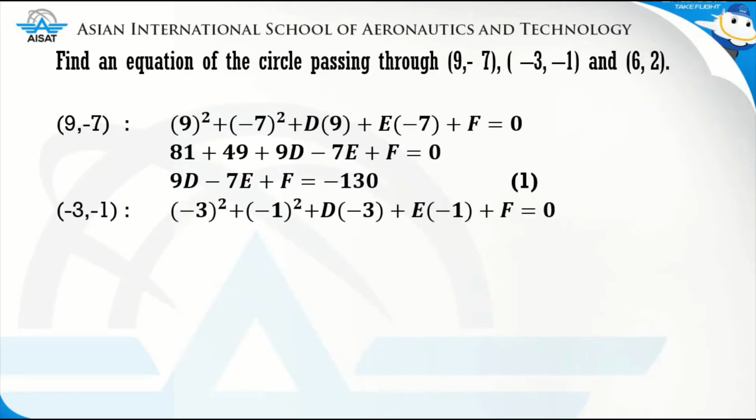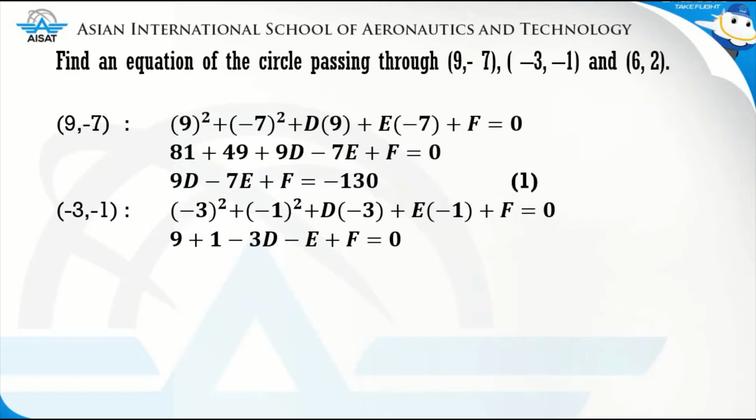For the second one, we have on the previous slide, (-3) squared plus (-1) squared plus d times -3 plus e times -1 plus f is equal to 0. Now, squaring -3 and -1 we have 9 plus 1, and d times -3 becomes -3d, minus e, plus f is equal to 0.